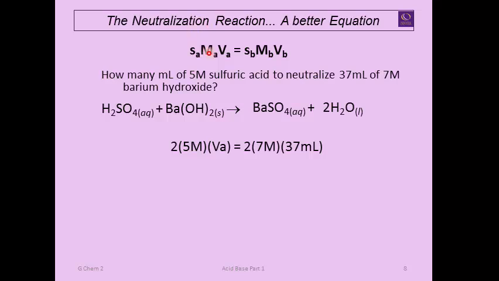A lot of people just do molarity times volume equals molarity times volume. I like to put in this little prefix here that represents the subscript of the acid or base, and let me show you what I mean.